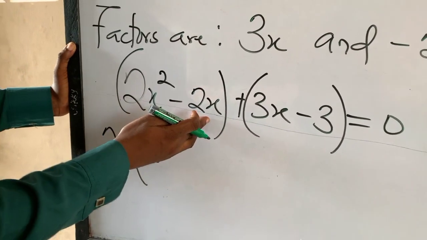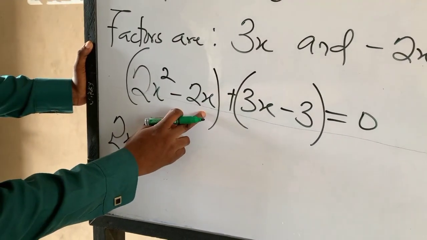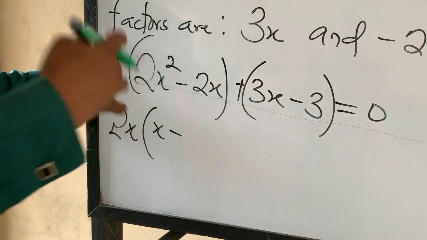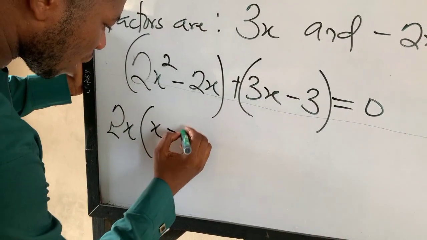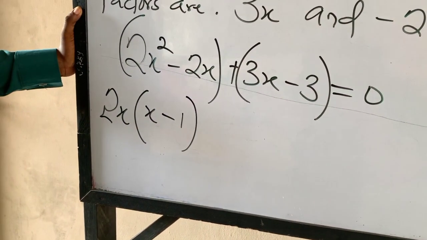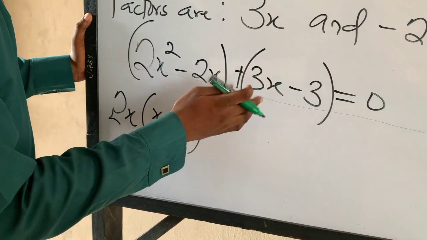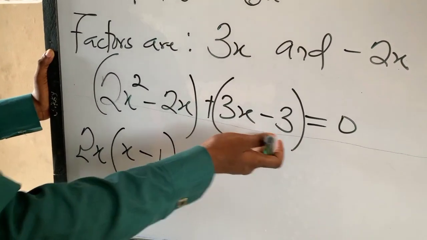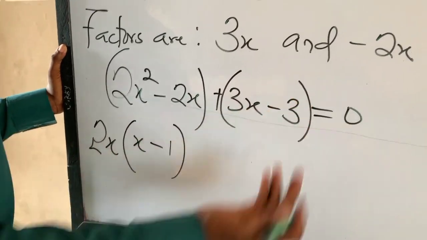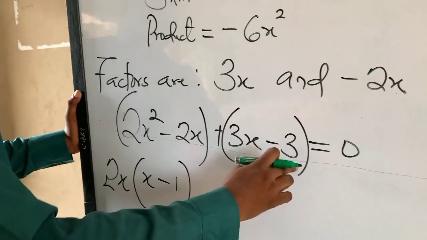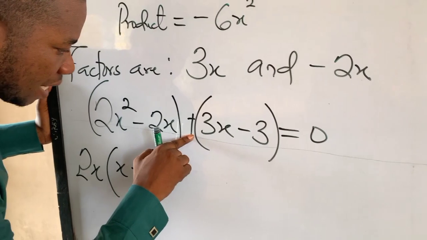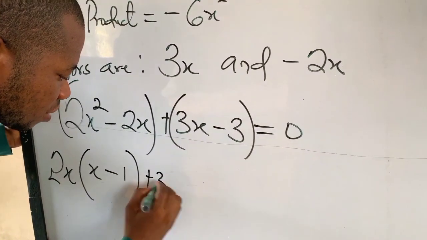We come to this side, which is minus 2x divided by 2x. When the same number divides itself, the answer is 1. So you have minus 1. So you come here now, you ask yourself, what is common here? What can you find here and find here? It is 3 that is common. You can see 3 here, you can see 3, so you bring it out. Mind you, there's plus here, so it becomes plus 3.